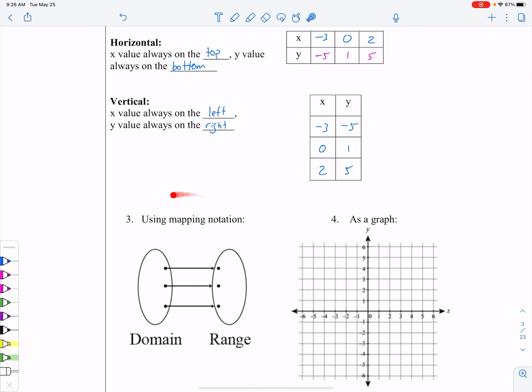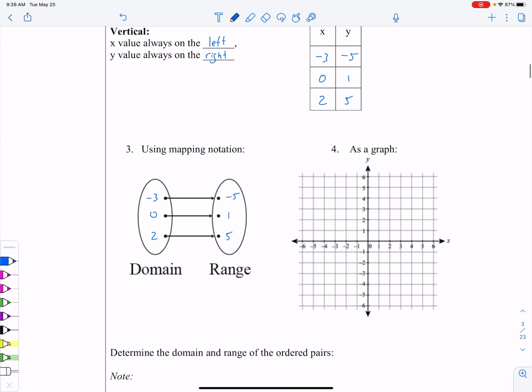We can represent them using mapping notation. So here we write the whole set together. So -3, 0, 2, and then we draw arrows to match up with our corresponding numbers on the other side. So -3 goes with -5, 0 goes with 1, and 2 goes with 5.